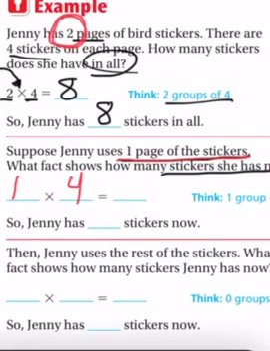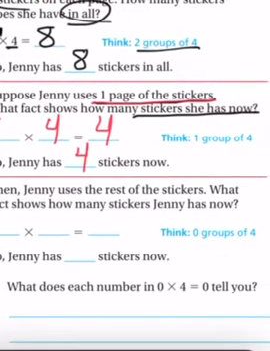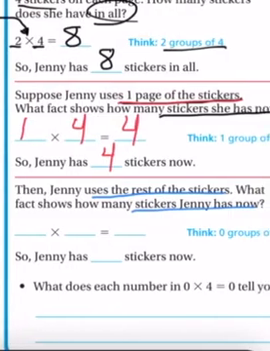So one group of 4, 1 page of 4 stickers, is 4 stickers. All right, let's look at our next part of this problem. Then Jenny uses the rest of the stickers, the next page. So how many stickers does she have now? We need to show that multiplication fact.